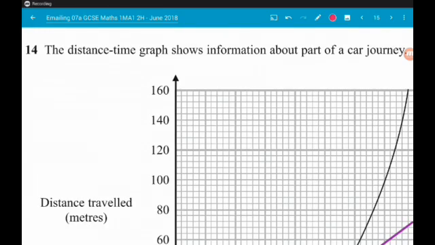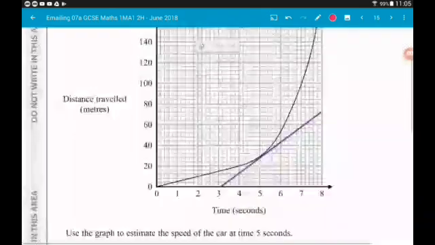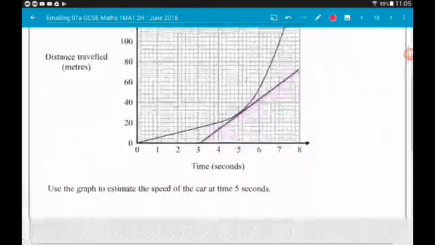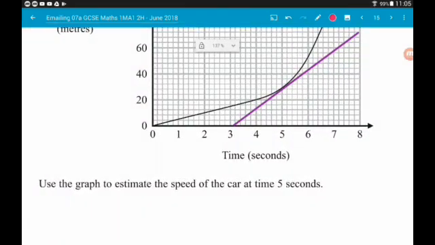Cool. Okay, question 14. So the distance time graph shows information about part of a car journey. So for now, ignore that purple line. There's our distance time graph, distance up the side, time along the bottom. Now we are asked to use the graph to estimate the speed of the car at 5 seconds into the journey. So speed is a rate of change of distance over time. When we're talking rate of change with graphs, we're thinking gradient.